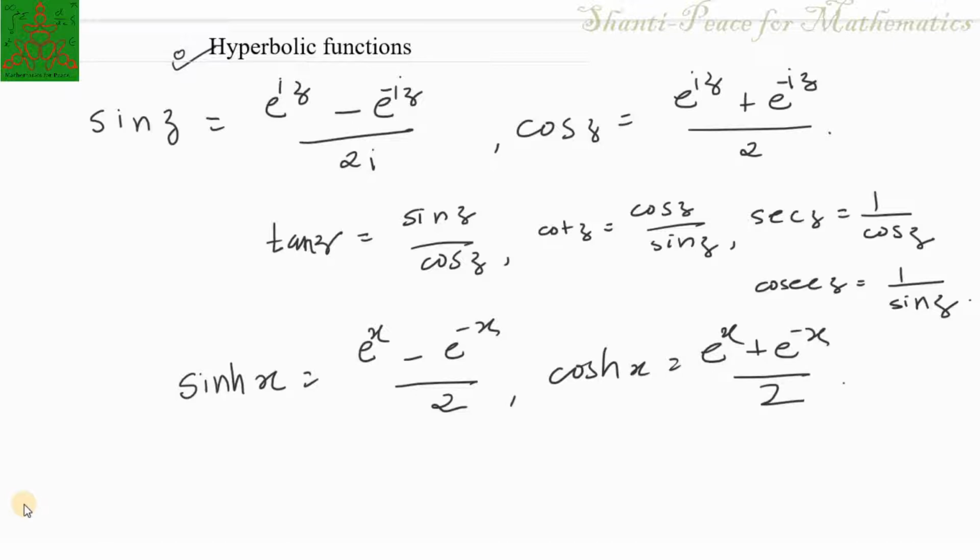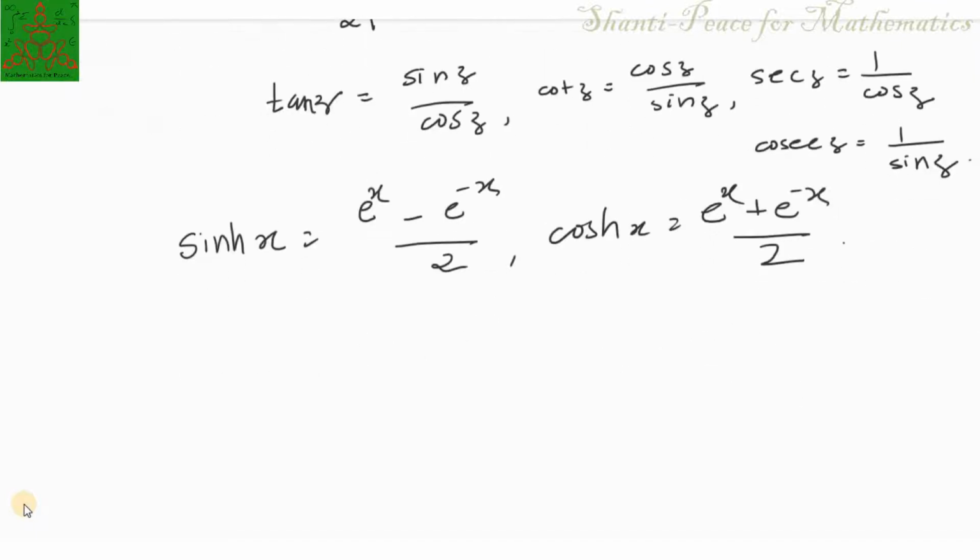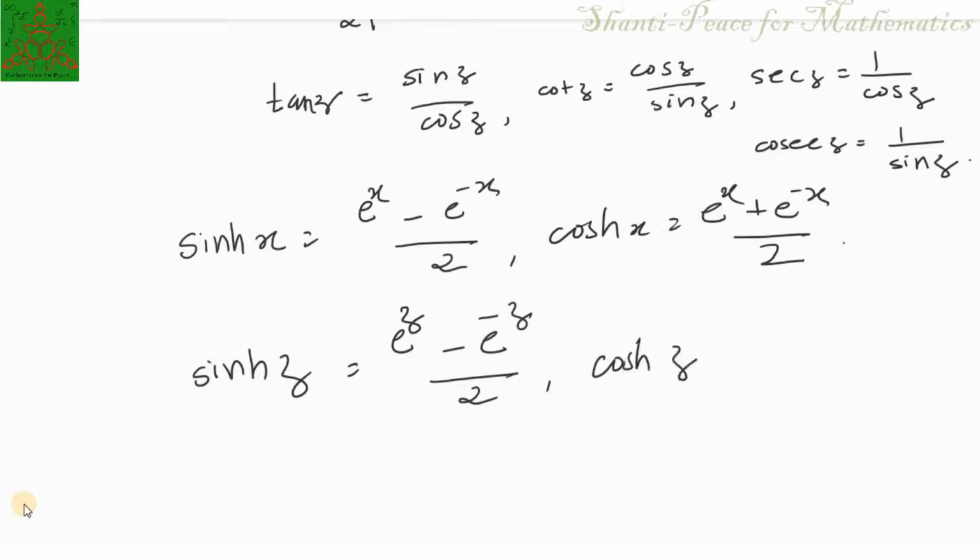Now in the same manner we will define for a complex variable. So for a complex variable, the sine hyperbolic of z is defined as (e power z minus e power minus z) by 2, and cos hyperbolic of z will be defined as (e power z plus e power minus z) by 2, where z is any complex number you can consider. So this way the hyperbolic functions sine and cos are defined.